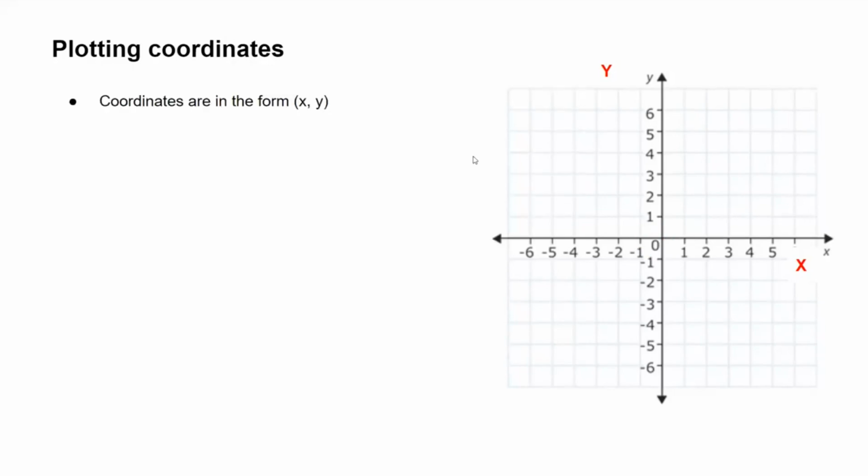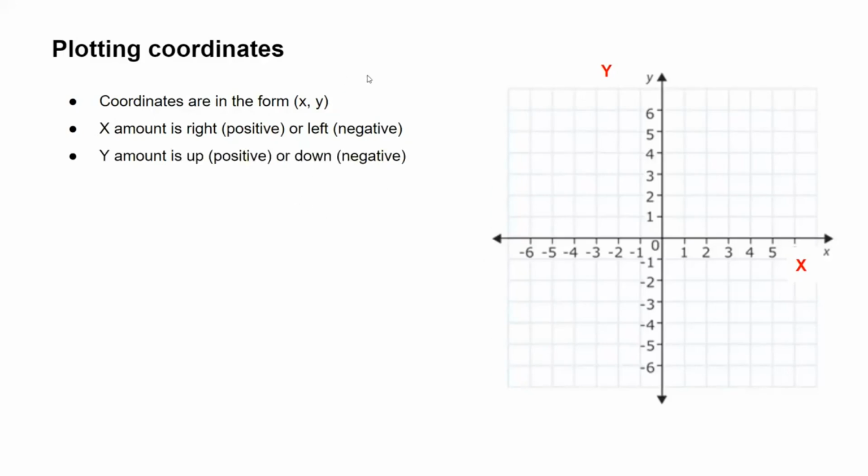Coordinates are in the form of (x, y). So they will be wrapped in parentheses like that and have a comma in the middle. What that's communicating to us is the x value of the coordinate followed by the y value of the coordinate. The x amount is right if it's positive, or left if it's negative. And y is up if it's positive, or down if it's negative. Hopefully that makes sense and is logical to you. It's helpful to make sure you keep that straight.